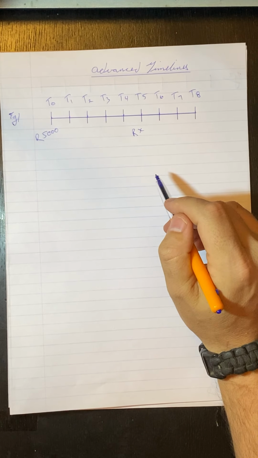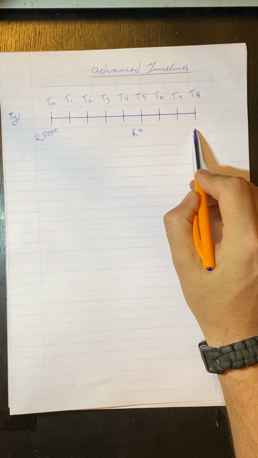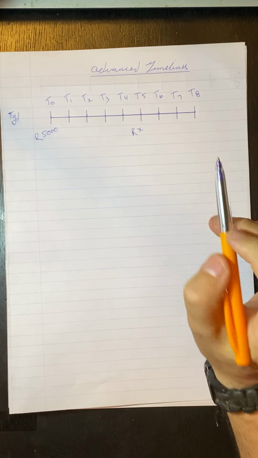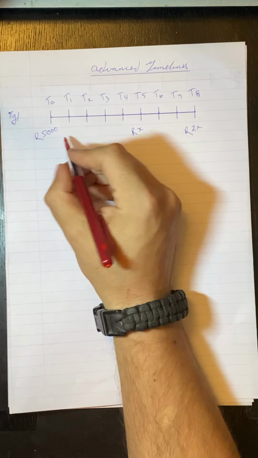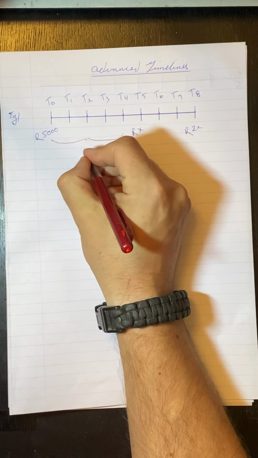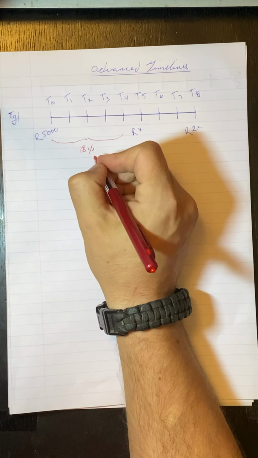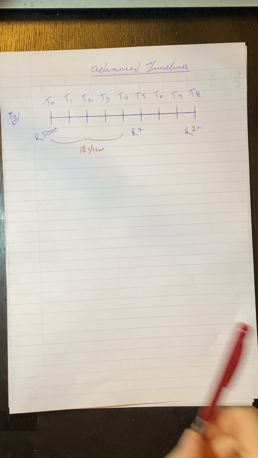Okay, 3 months later, so 1, 2, 3 over here, 3 months later he deposits 2x. All right, the interest rate for the first 4 months, so up to here, is 18%. So for the first 4 months, we have an 18% per annum compounded monthly interest rate.